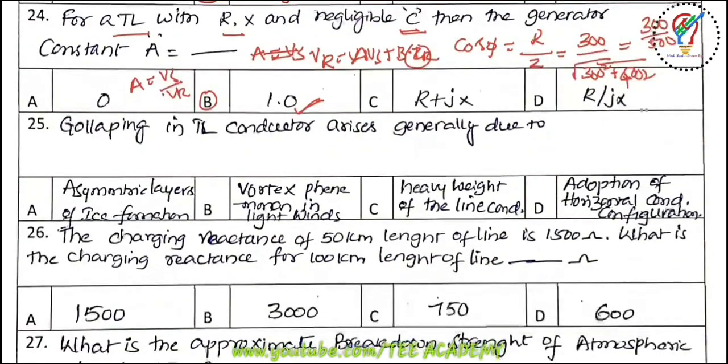Next one. The collapsing in a transmission line conductor arises generally due to, so the collapsing means vibration of the conductors. It is due to, the options are asymmetrical layers of ice formation, the vortex phenomena in light winds, heavy weight of the line conductors, and adoption of horizontal configuration. So answer for this question is adoption of horizontal conductor configuration. Next question here.